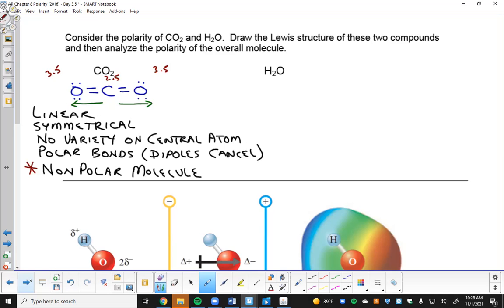Usually I'm thinking in my head, this is the shape. Probably had to write that down anyway. I'm asking myself, does it have symmetry? Does it have variety? And if it's got symmetry and no variety, it's going to be non-polar.